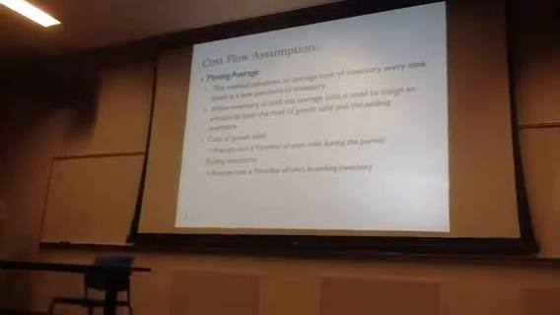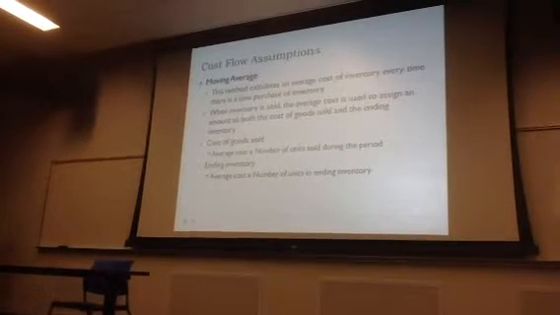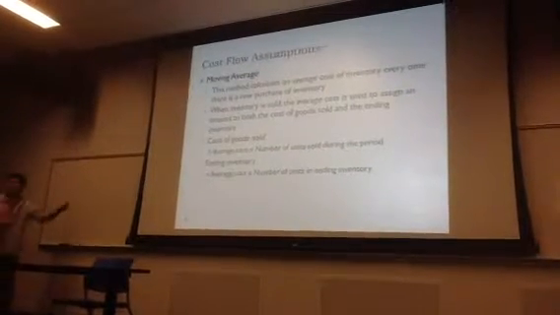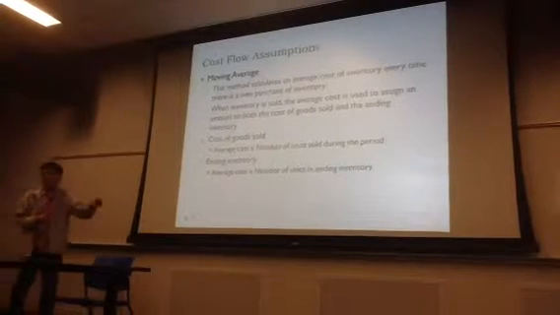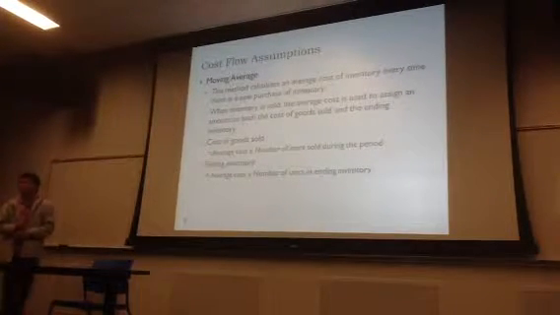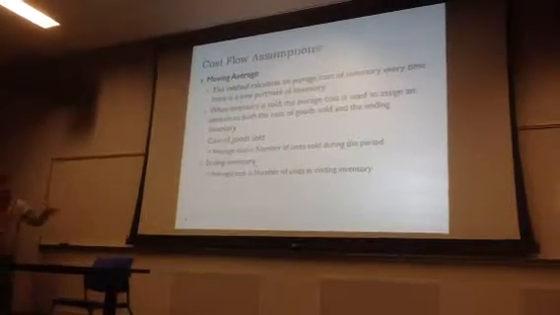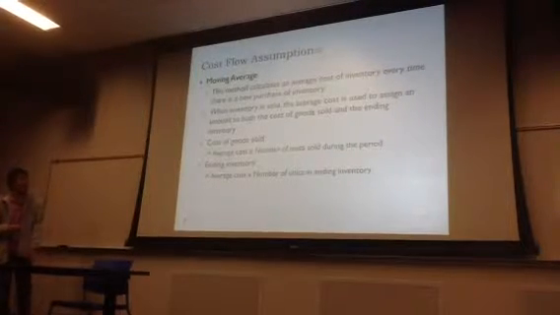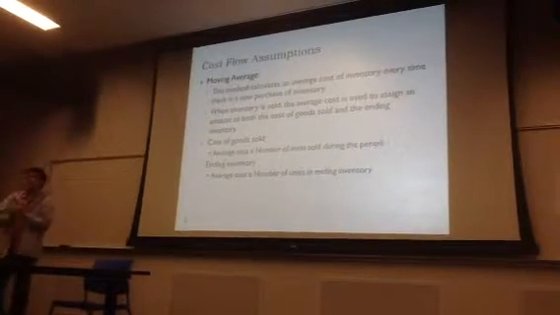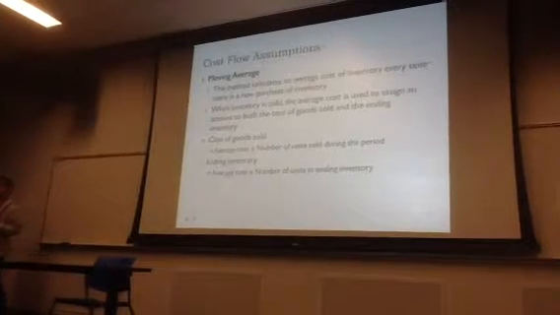There is one more in the past, last in, first out, which is that the last one that comes in will be the first one that goes out, but we are not using that anymore. That's why we only have 3 left, which are specific identification, first in, first out, as well as the moving average.